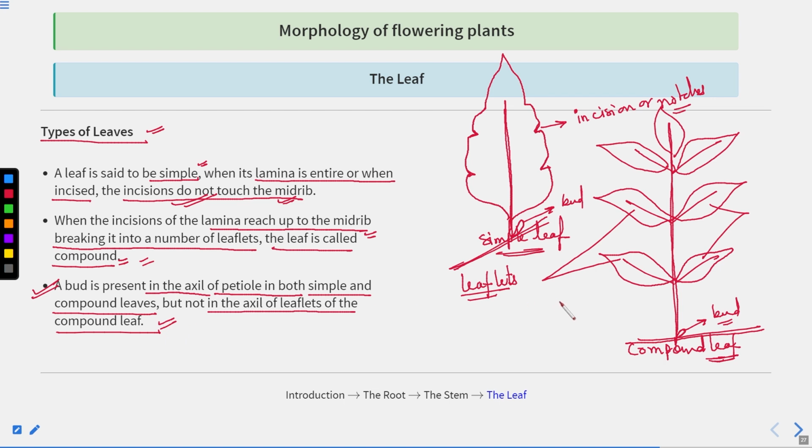If this is written, then it is a wrong statement. Sometimes in multiple choice questions, a statement can be written that the axil of the petiole has the bud, whether in a compound or a simple leaf, and also in the axils of the leaflets of the compound. No, never in the axils of the leaflets of the compound. You won't find any bud coming out from the axils of the leaflets of the compound. This is very important, and you must remember.